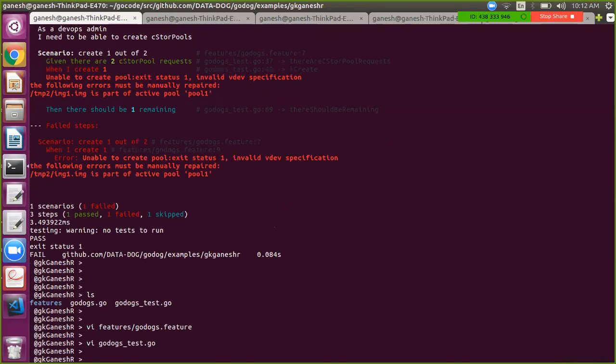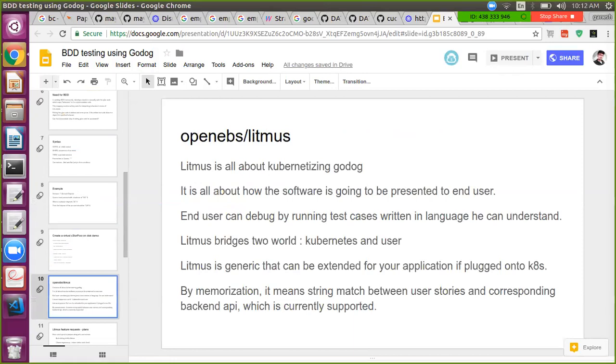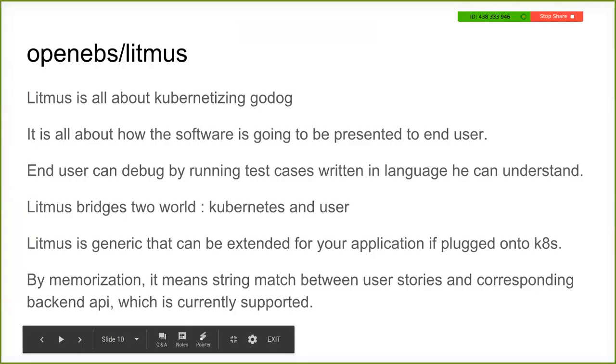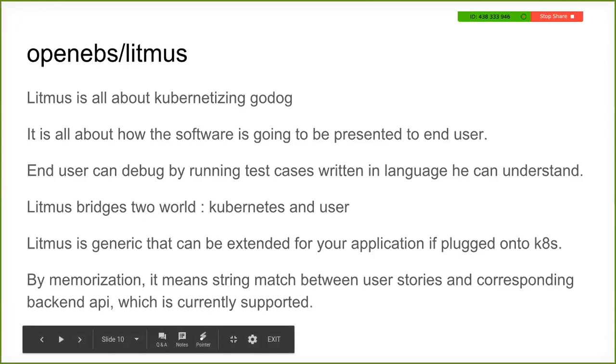So how OpenEBS is going to support this functionality is what we'll be seeing now. OpenEBS Litmus. Litmus is all about Kubernetizing Godog. As of now, we have seen Godog at the host level. Litmus will bring Godog to Kubernetes, and it's going to have some other generic code with respect to Kubernetes along with the user stories. So the end user can debug his running test case written in a language he can understand, which means a native language. Litmus bridges two worlds, Kubernetes and the user. It's so generic that it can be used for any application which is going to be plugged onto Kubernetes.